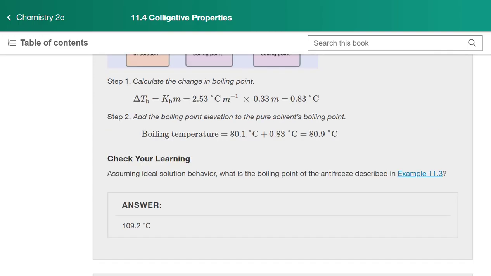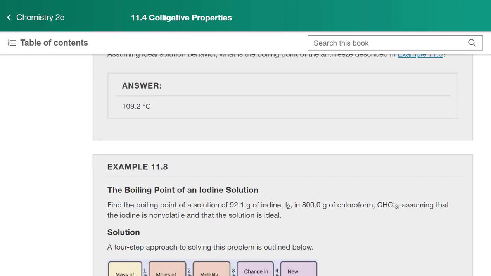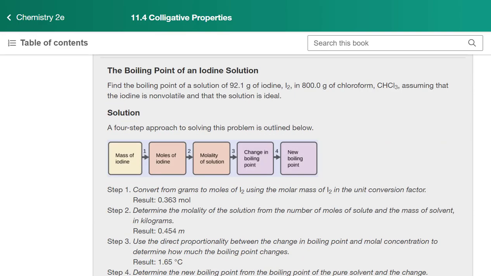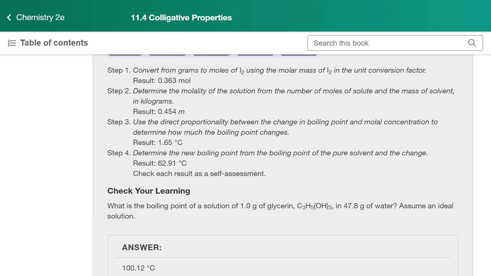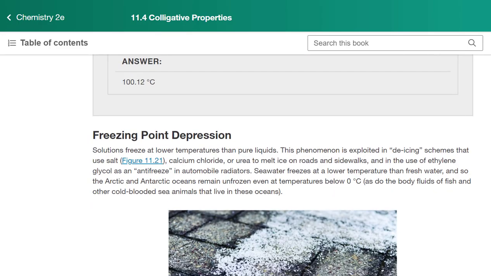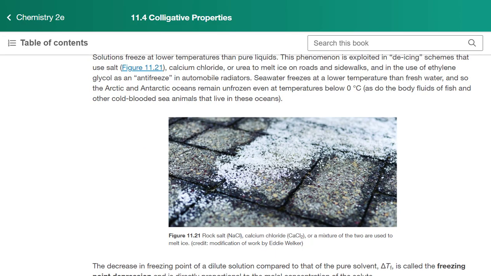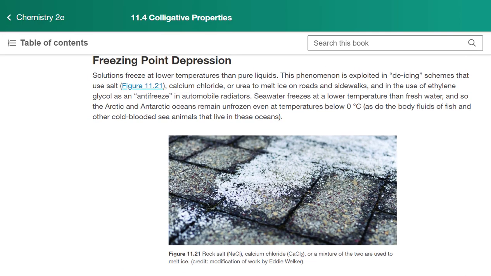There's an example of a calculation here. Again, I'm focusing here more on the qualitative aspect than anything else, and we'll see why that becomes important in a minute. The next one is called freezing point depression. So this is kind of the opposite of boiling point elevation. If you have more of the solute present, it will lower the freezing point for the solvent.